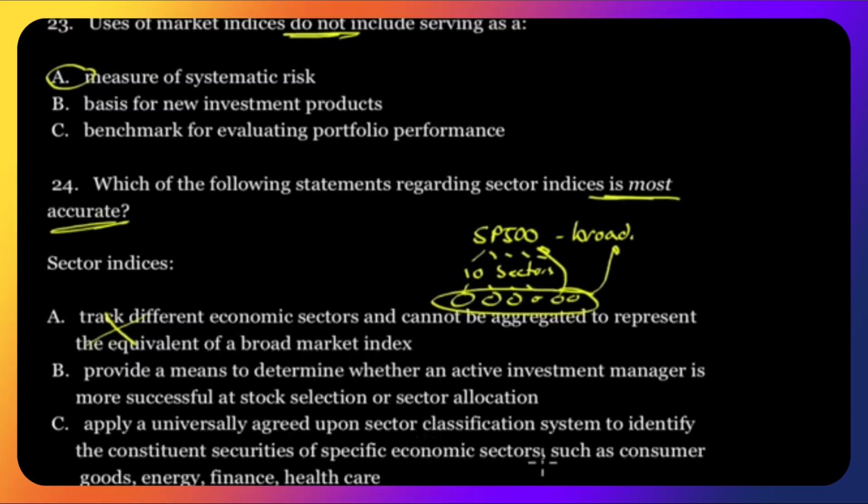Not really. This is sort of saying that you can only have indices that follow this sector classification system. You can have an index of securities that cross multiple sector classification systems. So we can eliminate that because it's too restrictive. And B is correct. So let's read what we had. Which of the following statements regarding a sector index is most accurate? A means to determine whether an active investment manager is more successful at stock selection or sector allocation.